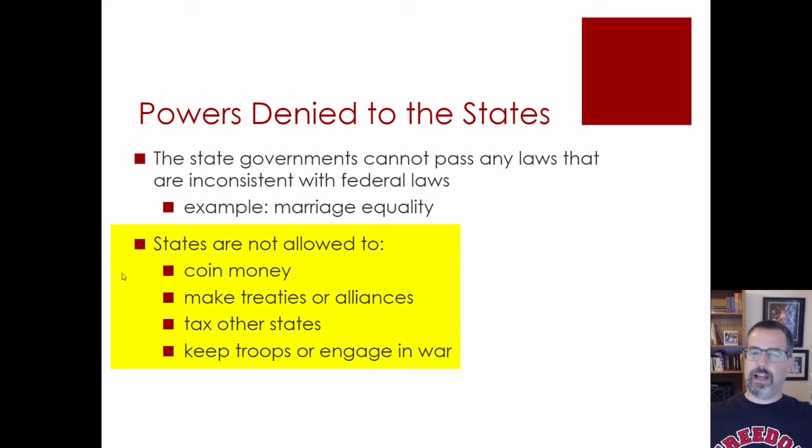States are also not allowed to coin their own money. That's something that happened under the Articles of Confederation. So remember, only Congress gets to do that. They don't get to make treaties or alliances with other countries. That's the job of the president with approval of the Senate. They cannot tax other states. So remember that all the states are to be treated equally, and Congress gets to deal with that. And they don't get to keep troops or engage in war. That is a power, once again, delegated to the U.S. Congress.